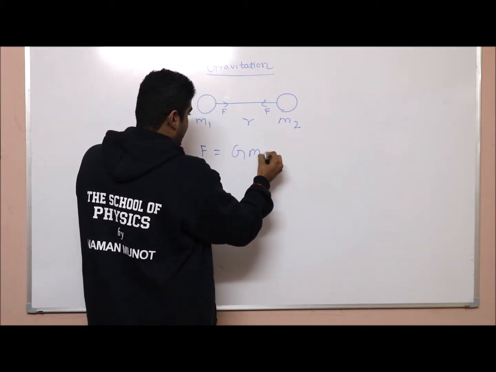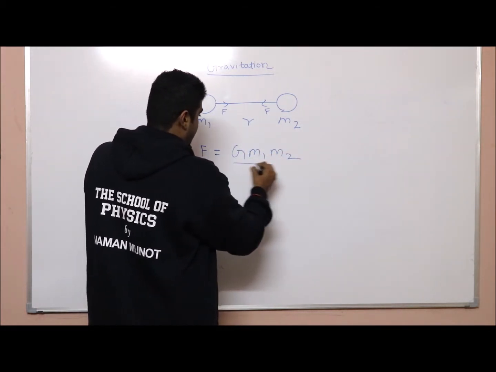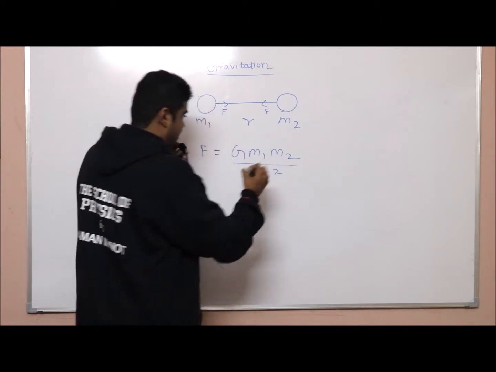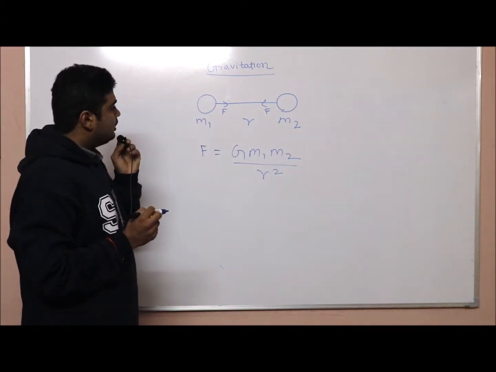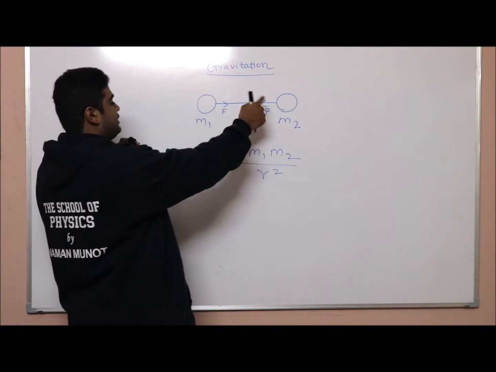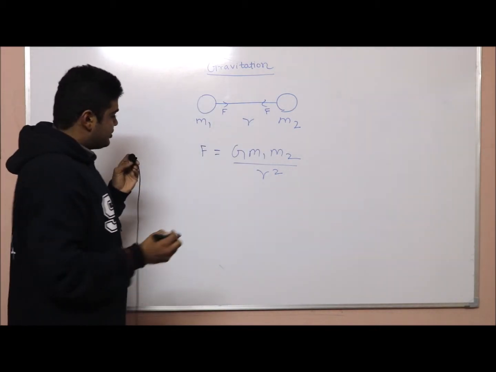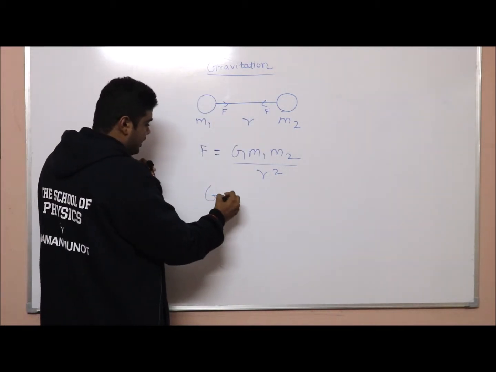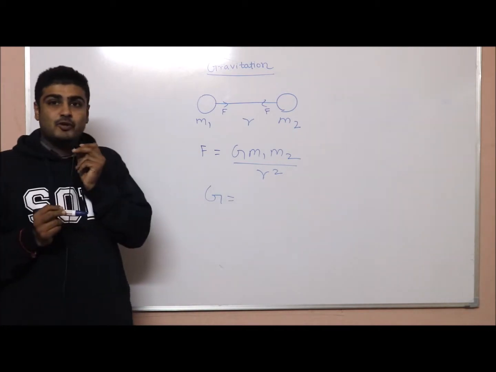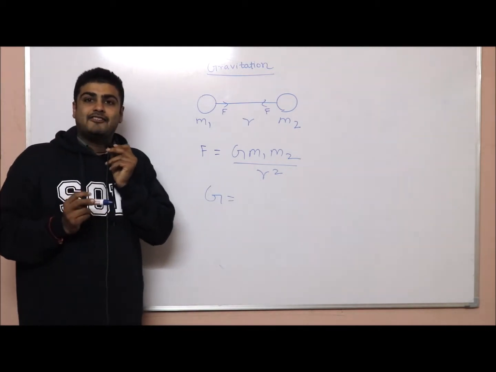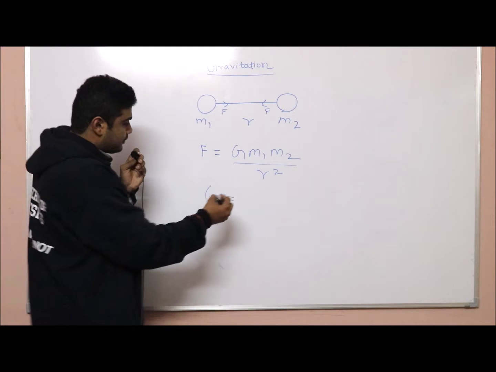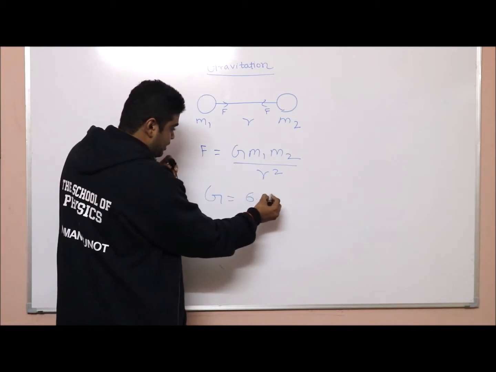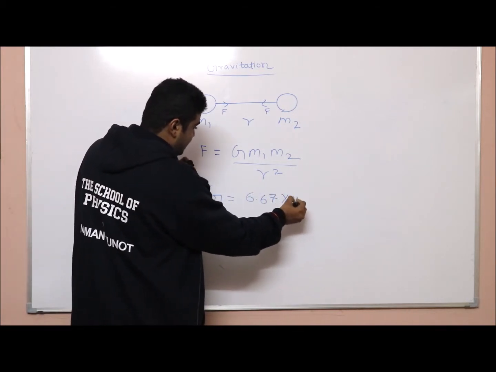G m1 m2 upon r square, where r is the distance between them. And what is G? G is the universal gravitation constant, and the value of G is 6.67 into 10 to the power minus 11.